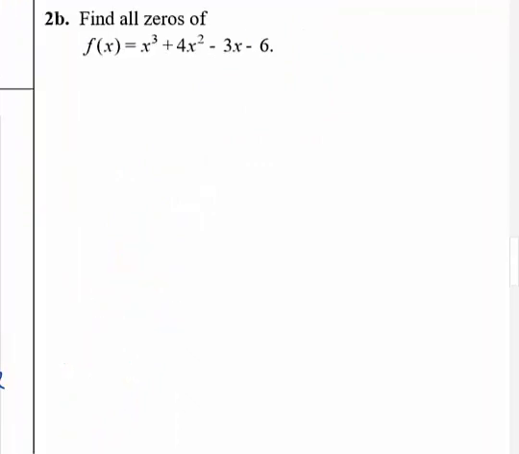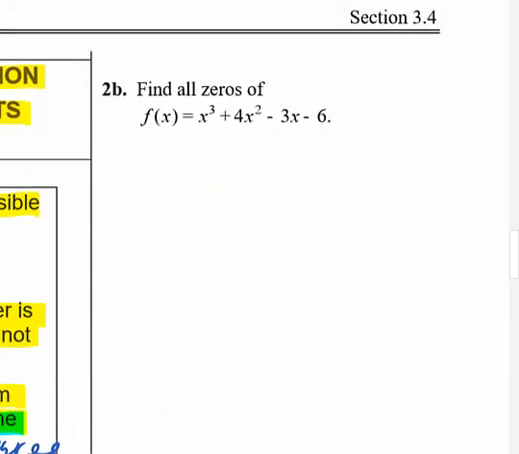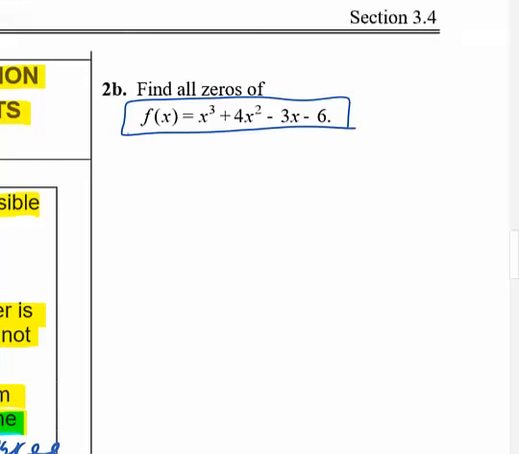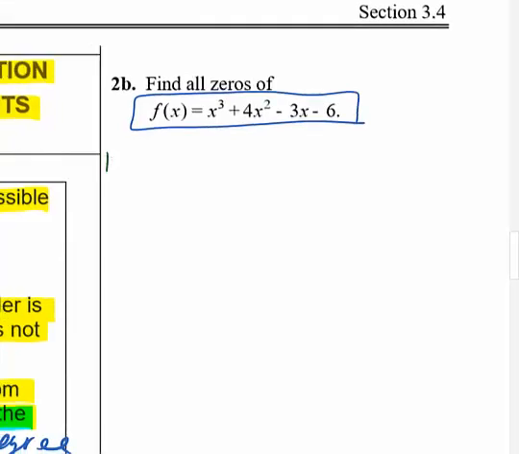Now let's try one where we're kind of on our own. Let's find all the zeros of this new one: f of x equals x cubed plus 4x squared minus 3x minus 6. Okay, so first things first, step 1 was to use the rational zeros theorem to try to list out all the possible rational zeros.